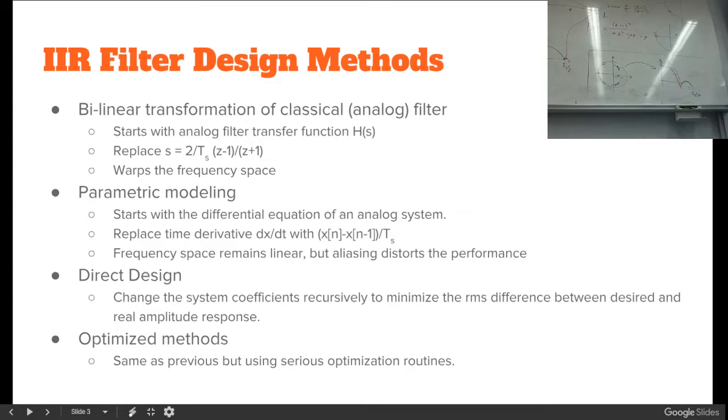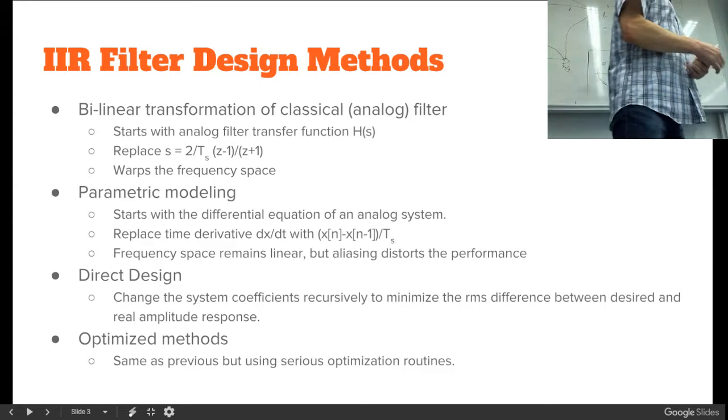But anyways, it's basically changing system coefficients or putting the zeros and poles to minimize the RMS difference, root mean square difference between the desired and your design.